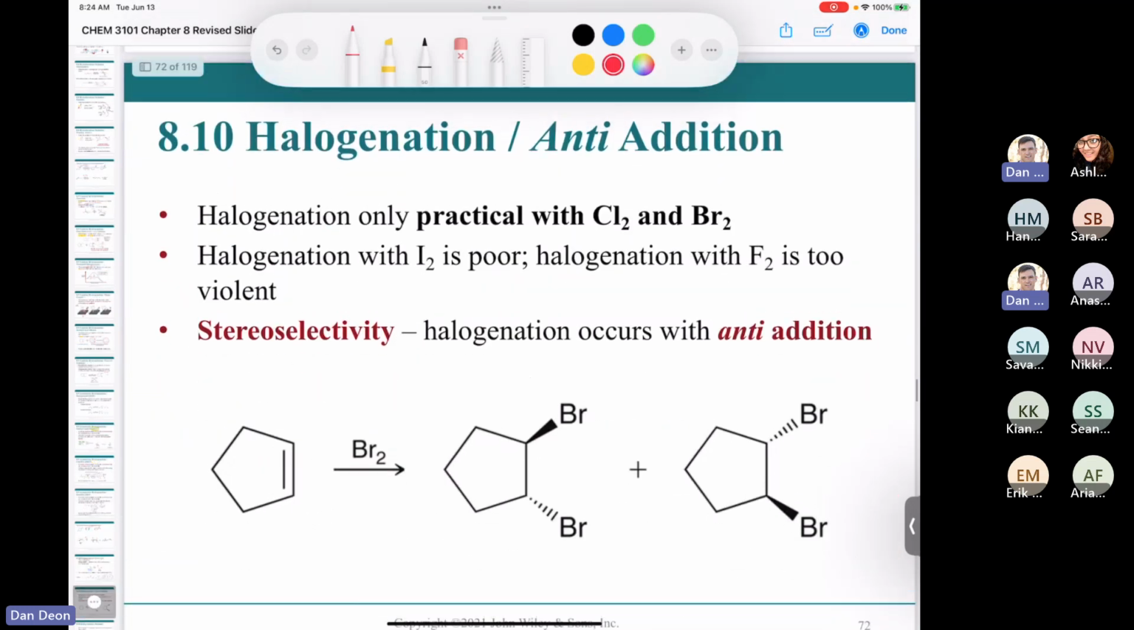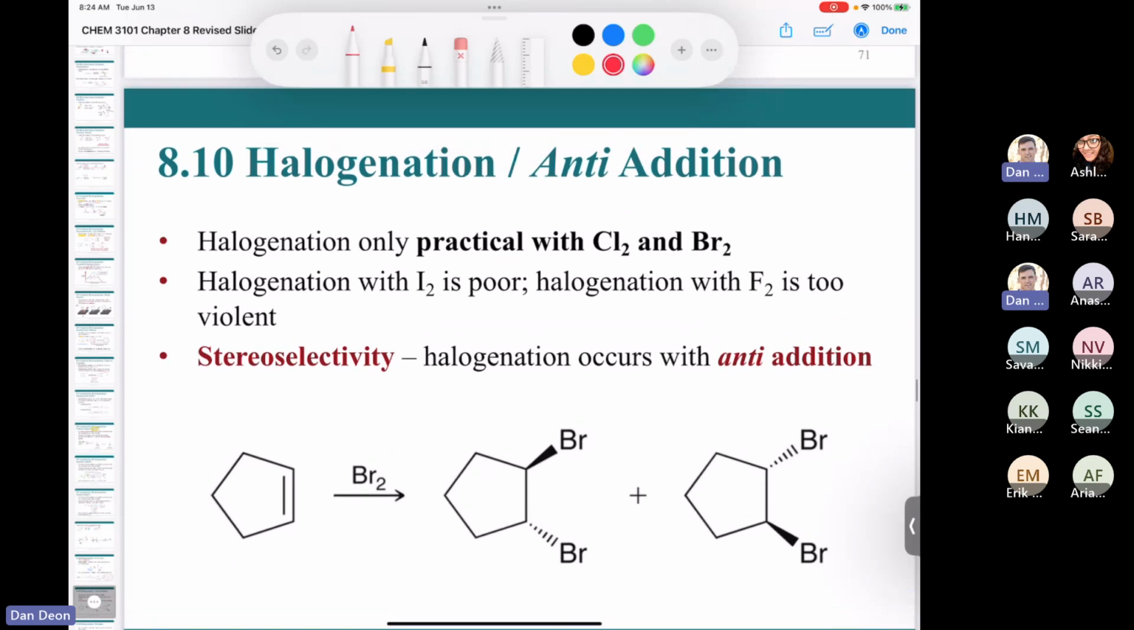Anyhow, you're probably thinking, well, first of all, I don't have to worry about regioselectivity with halogenation because I'm just adding 2 of the same element. It's either 2 chlorine atoms or 2 bromine atoms. And like I said, fluorination is too violent, iodination is too slow. And so when it comes to regioselectivity, there's nothing to consider. But when it comes to stereoselectivity, here's the answer.